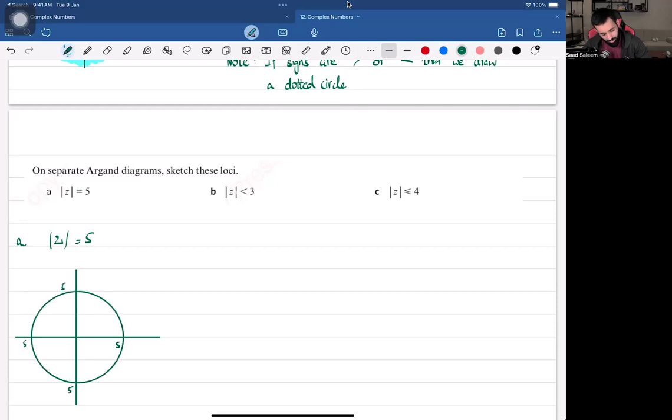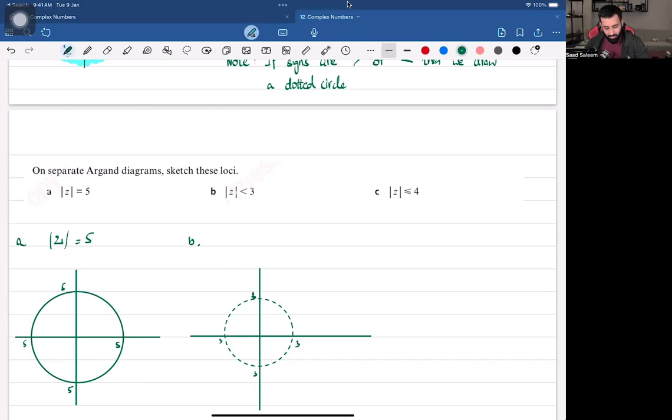Now part B. Part B says modulus of z is less than or equal to 3. So once again, we will make an xy plane, the real and imaginary plane, and then we'll make a circle such that the radius will be 3. And the difference is that this time we will draw a dotted circle because it says less than. Remember, it's a sketch at the end of the day. So here we go. This is 3, this is 3, this is 3, this is 3.